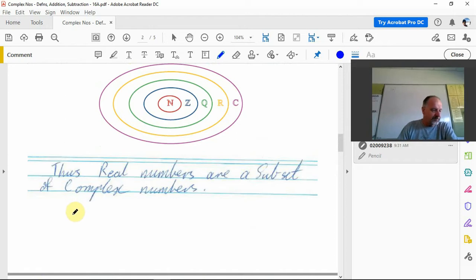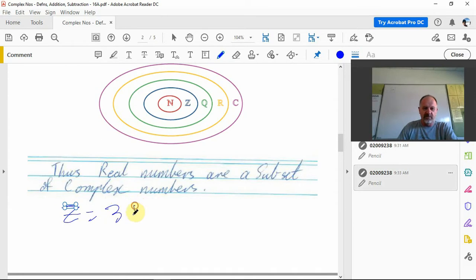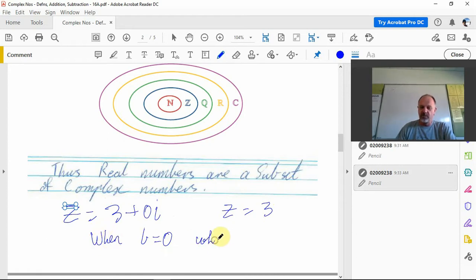So if I had a number like z = 3 + 0i, that would normally just be z = 3. And z = 3 is just a normal real number. So whenever b is equal to 0, what we have is a real number.